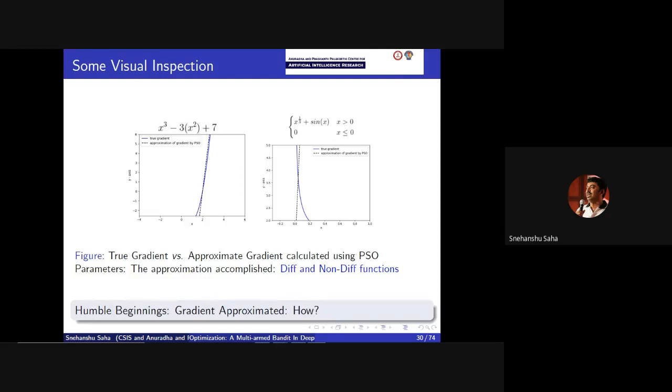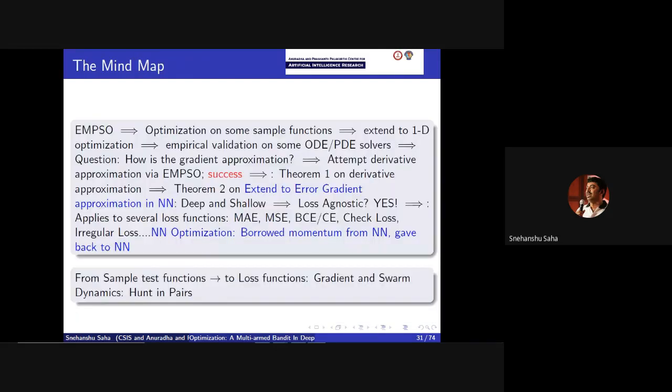And so the mind map is this. This particular block tells us about the entire process that we went through over the last 1.5 years. So, long story short, the gradient dynamics and the swarm dynamics hunt in pairs for the kind of optimization problems that are required in classification.